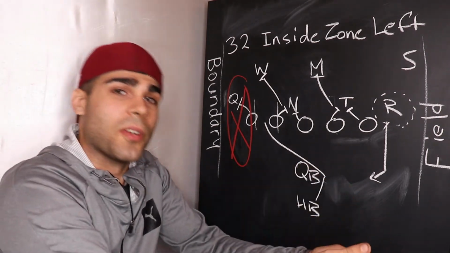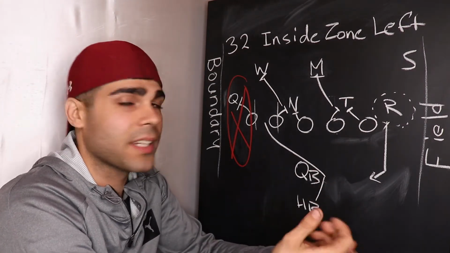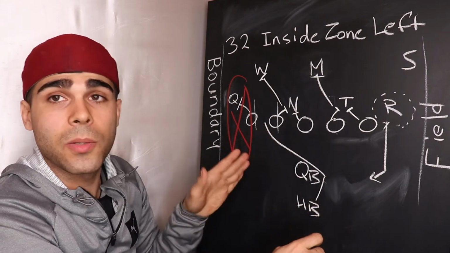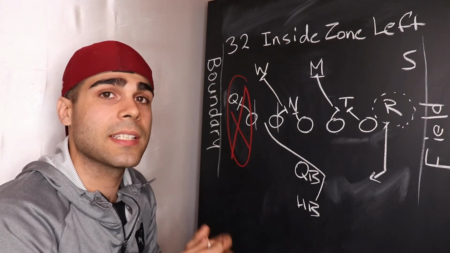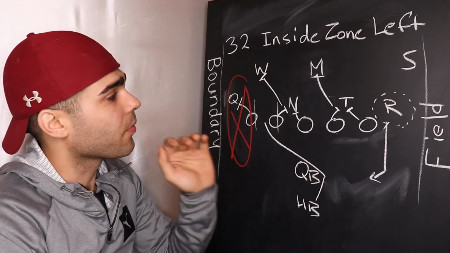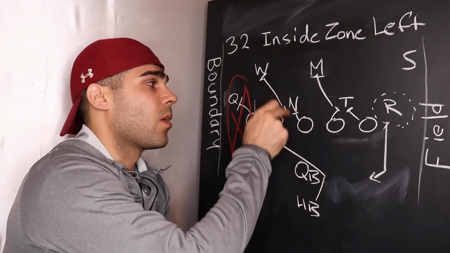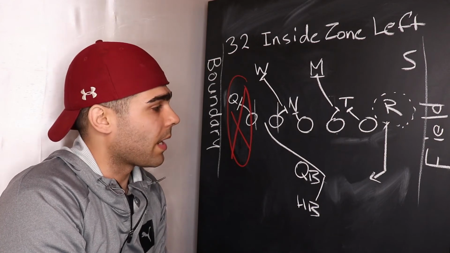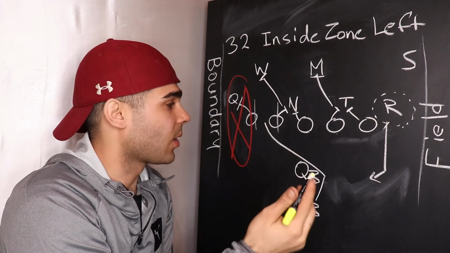Okay, so now what are the reads for our running back and how is this going to get kind of out of whack? All right, so originally we're aiming for just outside of this guard's hip. We're looking to get to that B gap. Great. The first thing we're going to be reading though is this nose right here. That's the first thing you're looking at as a running back, okay? And you're going to have a choice. We'll illustrate your choices in yellow.